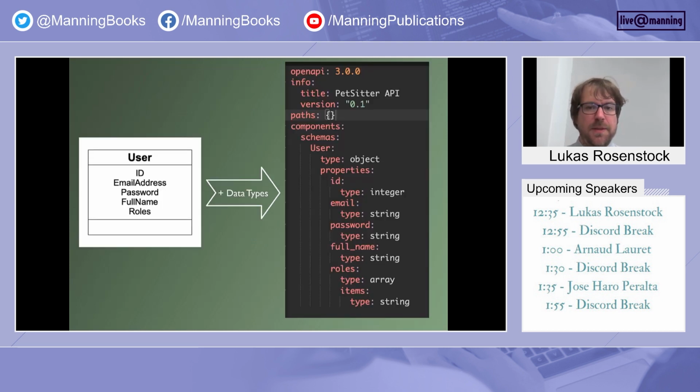On the left side, we have the user concept in our domain model, and on the right side, we have the OpenAPI file, which contains a user schema under component schemas. And as you can see, the attributes in the domain model and the properties in OpenAPI are the same. The only thing that we did at this point was adding data types.